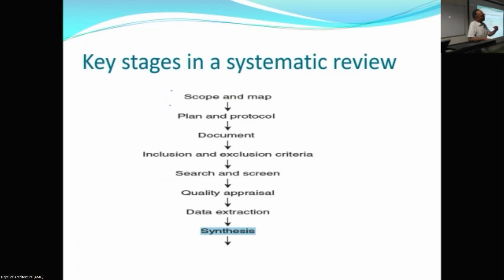And there are some other techniques available. For example, a narrative synthesis may be there. Narrative means you write in prose. Another, quantitative synthesis, is also available now, which is called meta-analysis. It is the evaluation of evaluations.